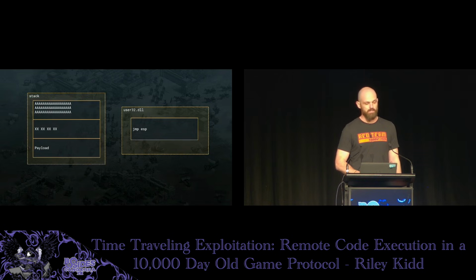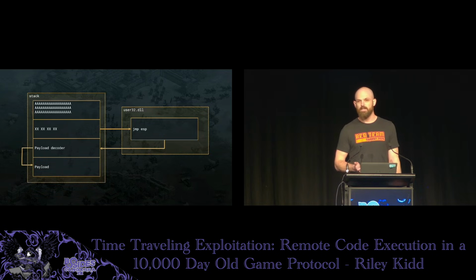So what does this Stone Age attack look like? On the stack, we have our overflow bytes, then the address of jump ESP from the user32 DLL, which is the next instruction that will be executed once we overflow and control the instruction pointer, which will then redirect us back to our payload on the stack. But we can't directly execute a payload because of the bad bytes, so first we need a way of encoding a payload which doesn't use any bad bytes.